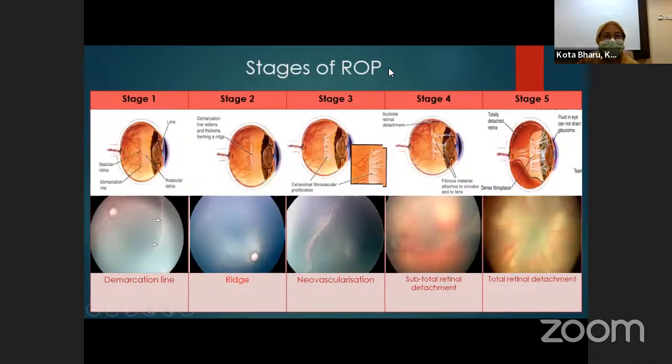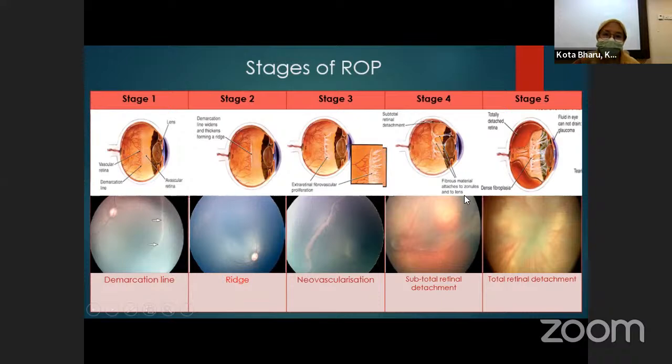Okay, the stage of ROP, we can divide into stage 1 to stage 5. Stage 1 is the formation of the demarcation line. The demarcation line separates the fundus into the vascular retina and the avascular retina. We can see it at the border between the vascular and avascular retina. At stage 2, the demarcation line is widened and thickened, forming a ridge. Then if it progresses to stage 3, there is neovascularization overlying the ridge.